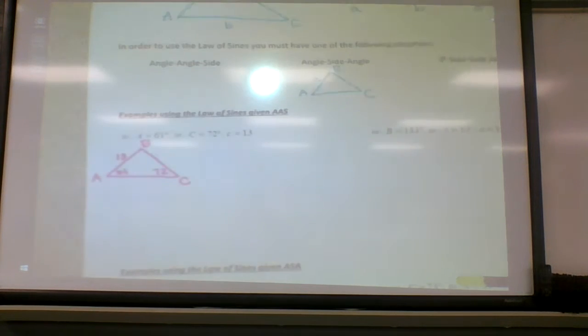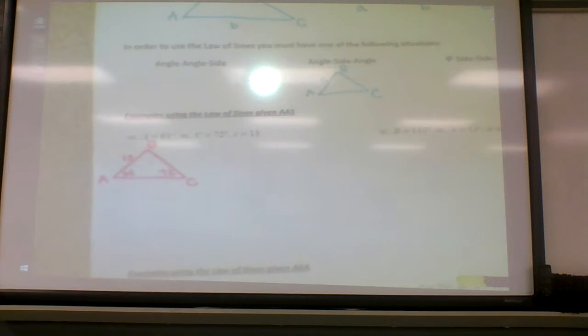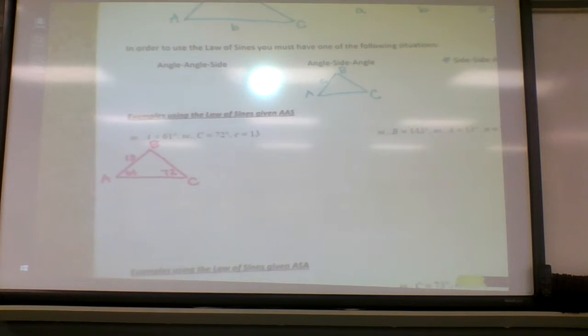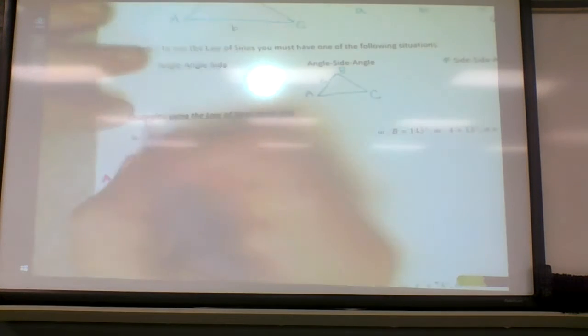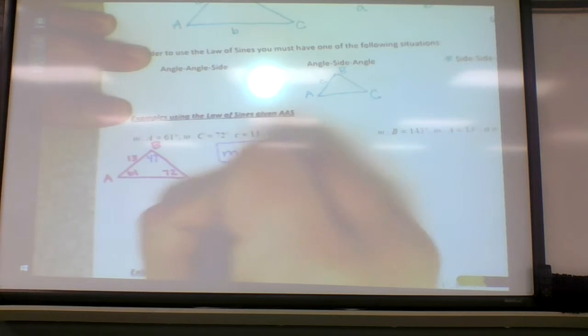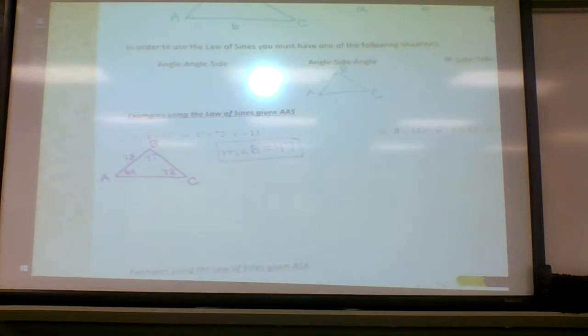Before we start, we can find the missing angle really easily, yes? Yeah, they all add up to 180. So 180 minus 61 minus 72 gives us 47. So the measure of angle B is equal to 47. And you do not need to show any work to get to that. That is a pretty straightforward question, yes?